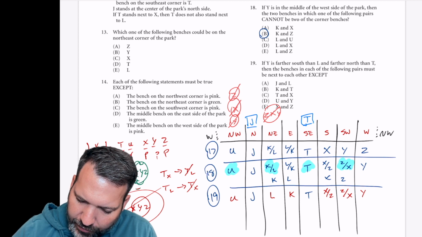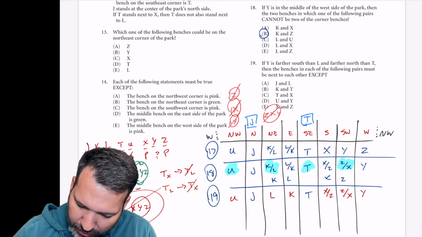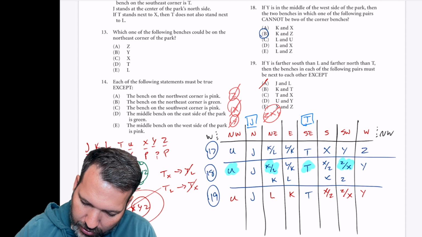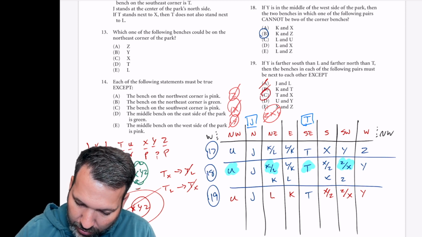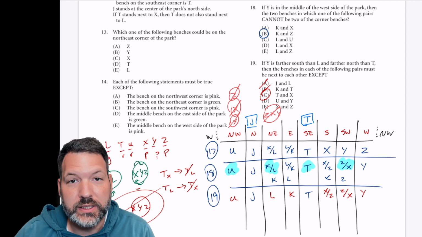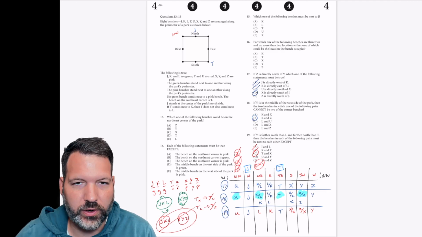The benches in each of the following pairs must be next to each other except J and L are next to each other, K and T are next to each other, T and X don't have to be next to each other, and that's that. So 19 is C. Okay, so we've got the 3 specific questions done.